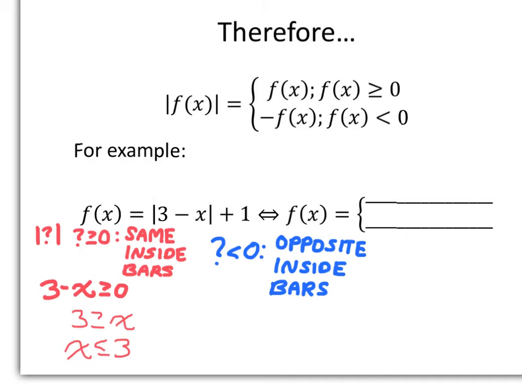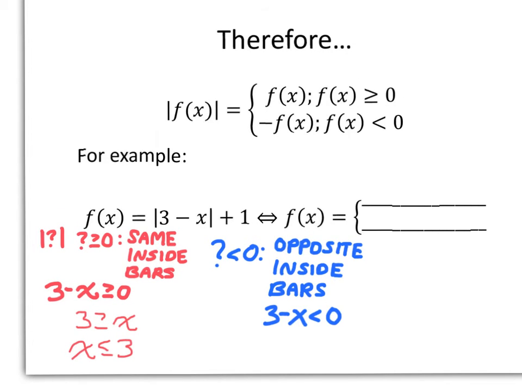Next, we consider the case where inside the absolute value bars is negative, which means that we need to make it the opposite inside the absolute value bars. To find where 3 minus x is negative, we set up the inequality 3 minus x is less than 0. Solving the inequality, we find this is for x values that are greater than 3.